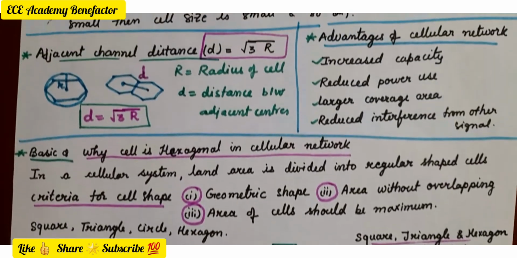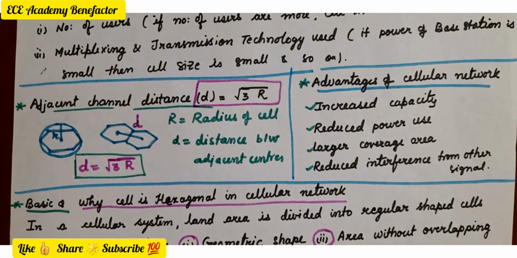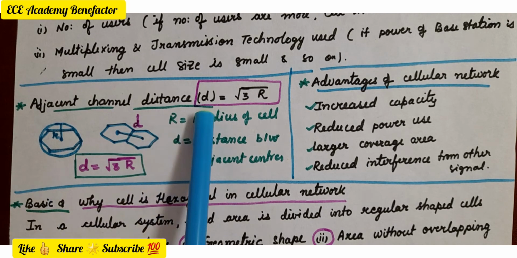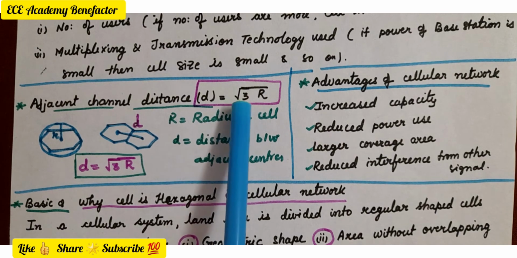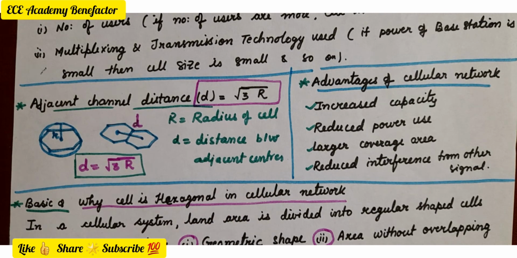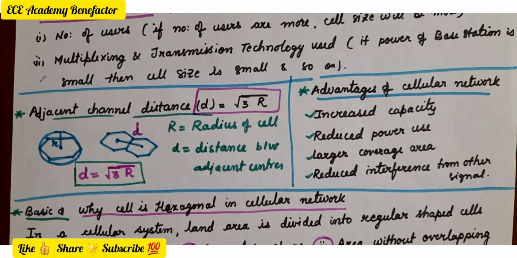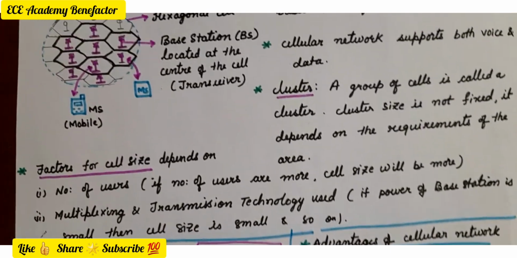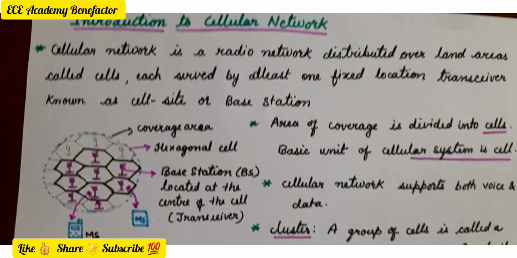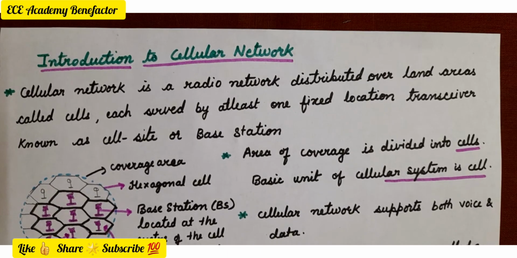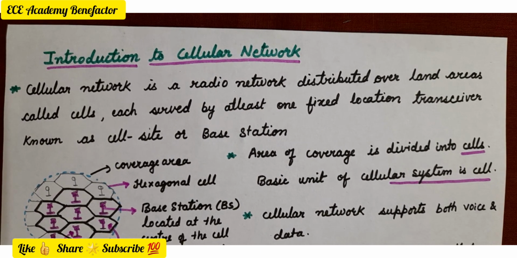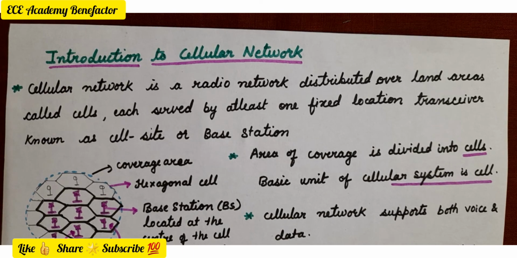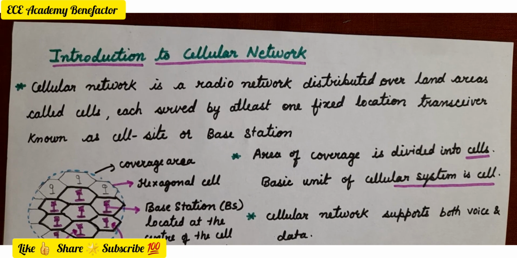So the very important formula we came across is adjacent channel distance D is given by root over 3 dot R. Okay. So cellular network is a radio network distributed over land areas called cells, each served by at least one fixed location transceiver known as cell site or base station.